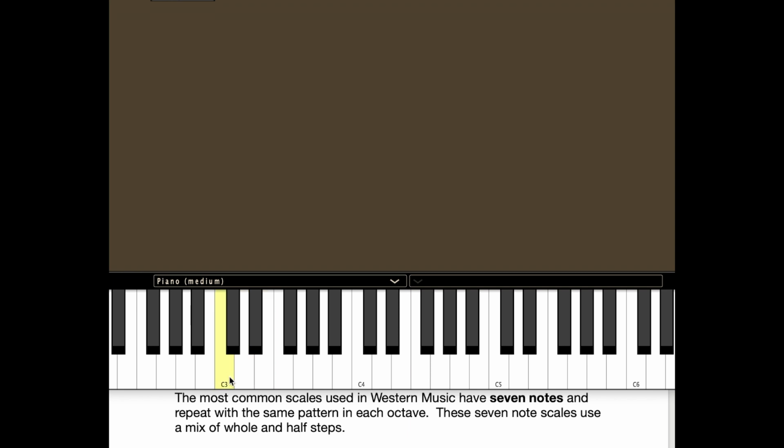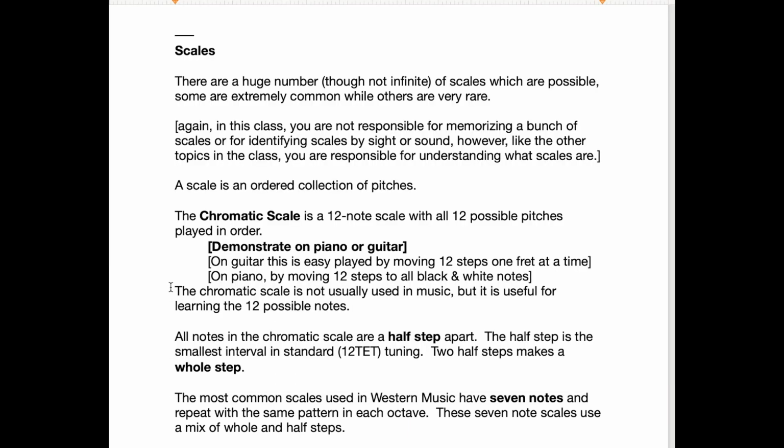So if I do this, and I skip around like that, of course you can do that, but you're skipping around the scale. You're not playing the scale exactly the way it is as a scale. So in terms of scales, there are a huge number of scales which are possible in the 12-tone equal tempered system. There are a few that are extremely common. You hear them every day, and others that are more rare. We're going to mostly focus on the common ones today.